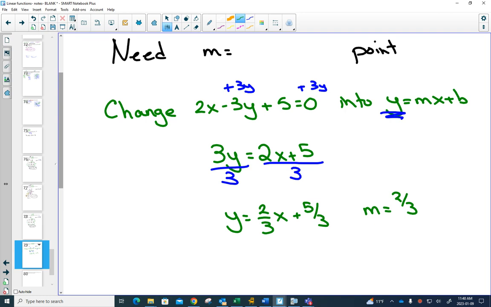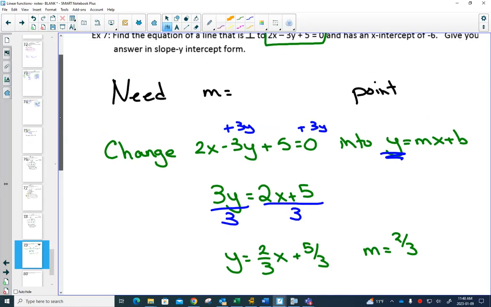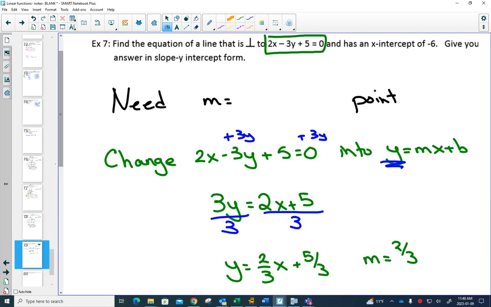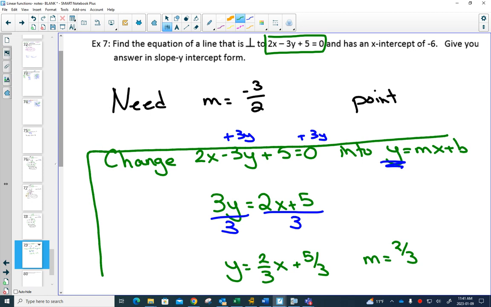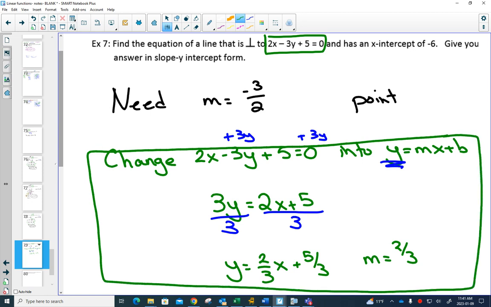We had to do all of that work to find the slope of our line. What will the slope of our line be? -3 over 2, because it's perpendicular. I'm going to put this green work inside of a green box, because that's all to do with the green equation, and now we don't need that anymore. We just needed that to find our slope.